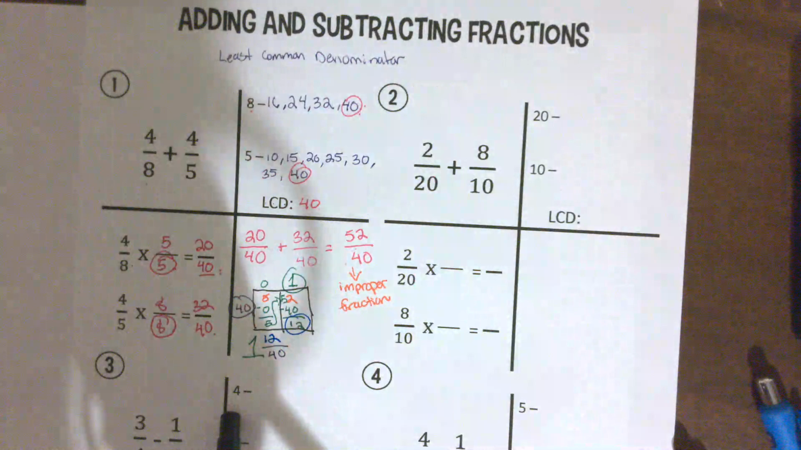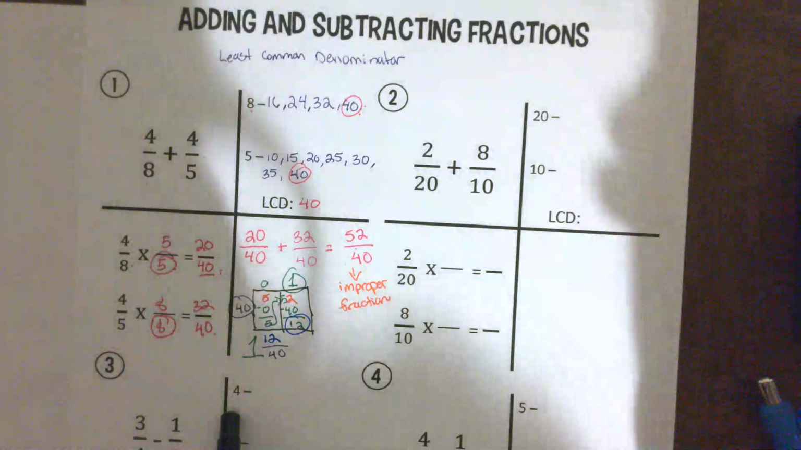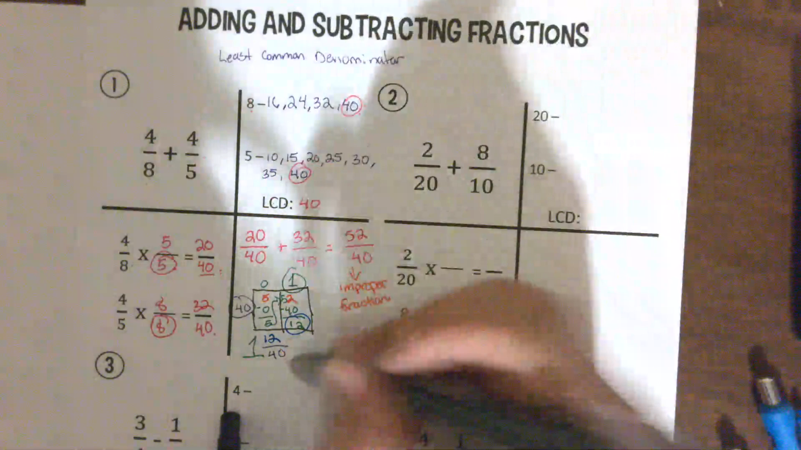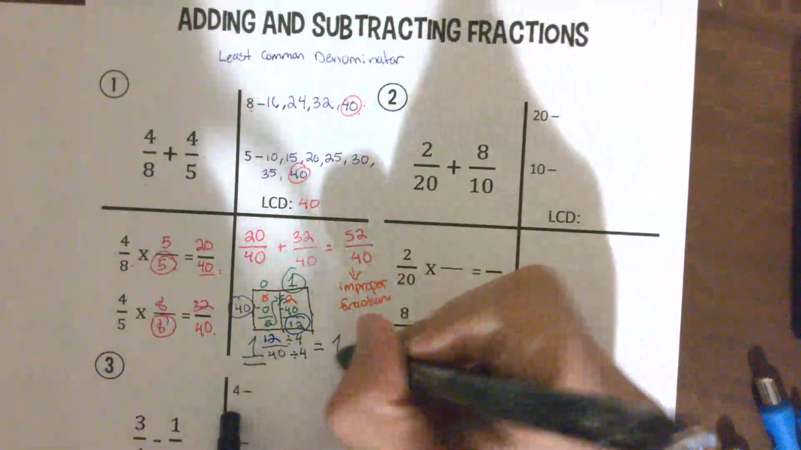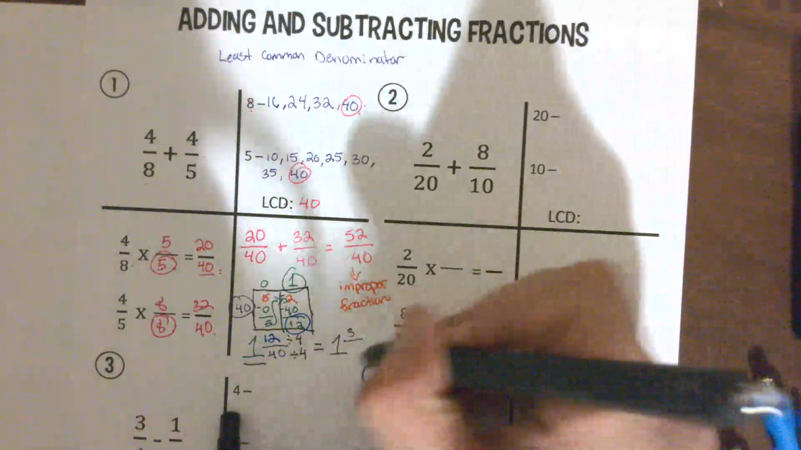If your teacher asks you to simplify this fraction, the way to go would be look at 12 and 40 and think of how they're related. Well, they can both be divided by 4, so 40 divided by 4 and 12 divided by 4. You would get, don't forget your whole number, 1. 12 divided by 4 is 3. 40 divided by 4 is 10. And then you get 1 and 3 tenths.